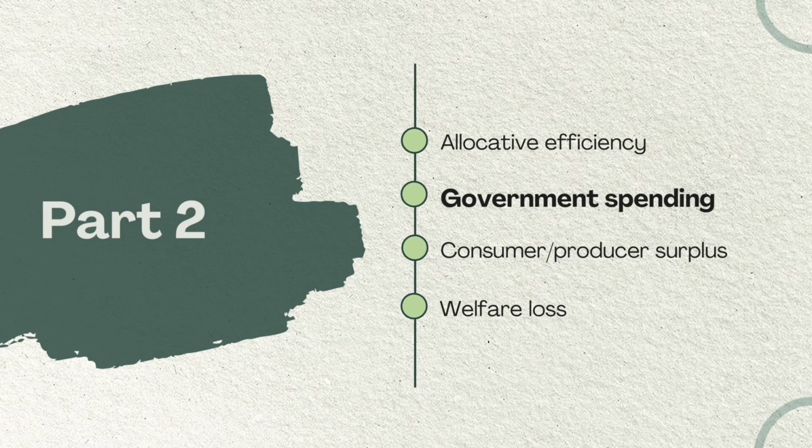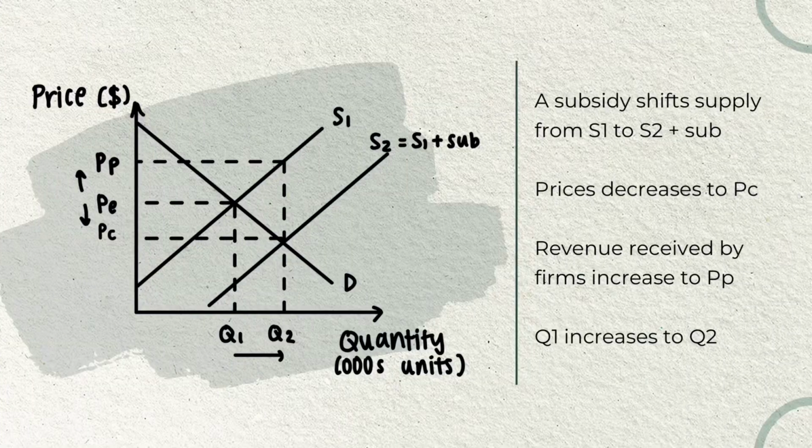Firstly, we are going to look at the mechanics of a subsidy and how it affects government spending. When a subsidy is given to a producer, this will lower the production cost of every unit produced. This incentivizes producers to produce more, therefore shifting S1 to S2 plus sub. And the result of this is that quantity will increase from Q1 to Q2.